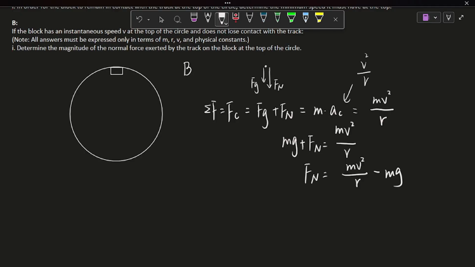Of course, if you want to make it look a little bit better, your teacher will love you: Fn equals m times v squared over r minus g. Your teacher will love this expression, trust me. Alright, that's it. Time to jump to the second FRQ.